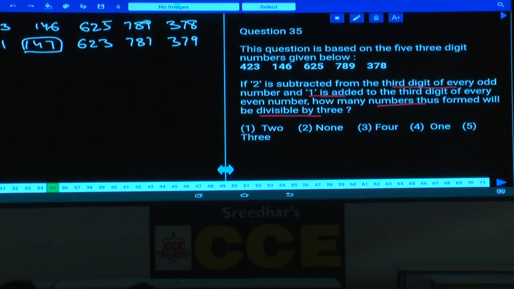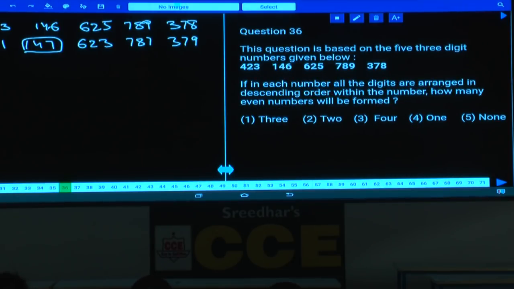And 6 plus 2, 8 plus 3, 11, 7 plus 10, 14 plus 8. 14 plus 8 is how much? 23, isn't it? No, 22, and it is also not divisible by 3. And 16 plus 3, 19 is not divisible by 3. Hence, how many numbers do we have? Only one number which is divisible by 3.